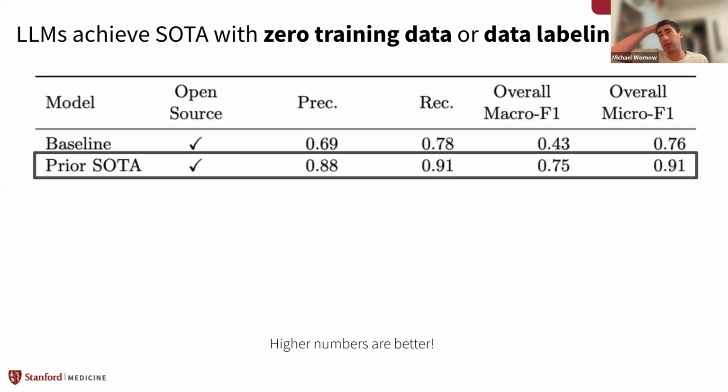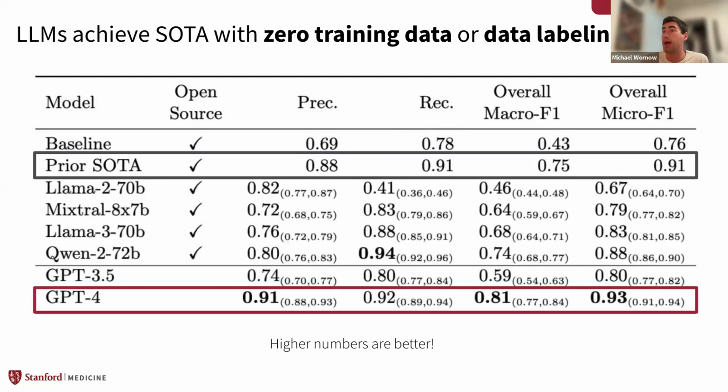And so if you look at the benchmark that we were looking at, it was a 2018 N2C2 clinical trial matching benchmark. There was a prior state-of-the-art model, which basically had a bunch of hand-engineered features by domain experts looking for specific criteria in notes. And so you can see the metrics here. Higher numbers are better. Again, the prior state-of-the-art required a clinical expert to literally go in and write hundreds of rules for each criteria. And then the rest of these results here are a number of different large language models.